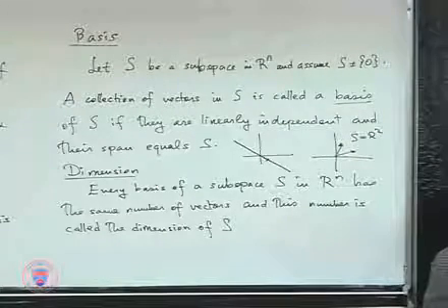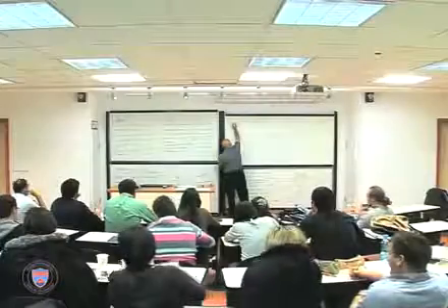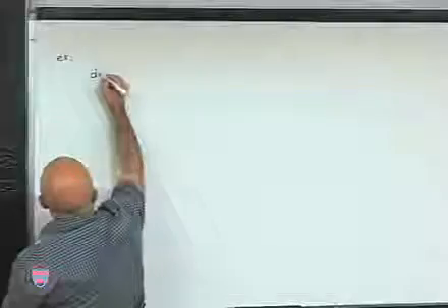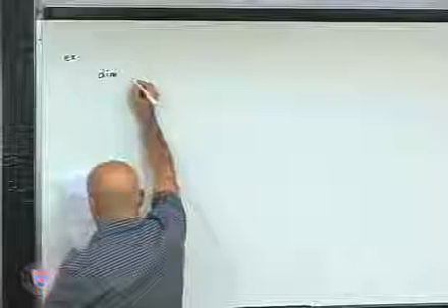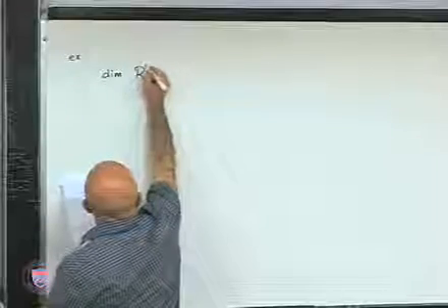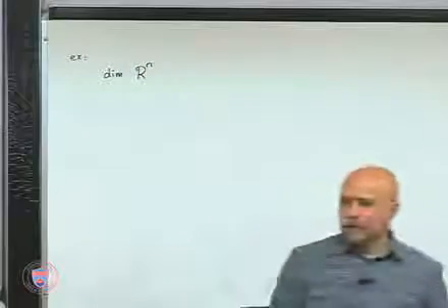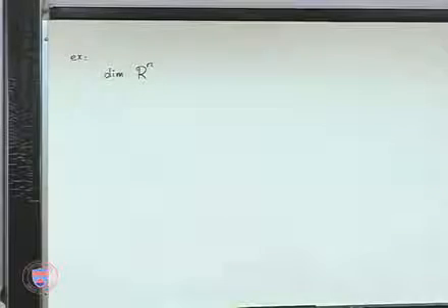Examples. The dimension of the subspace Rn. Rn by itself is a subspace. Okay? It's actually a subspace, but it's not a proper subspace.